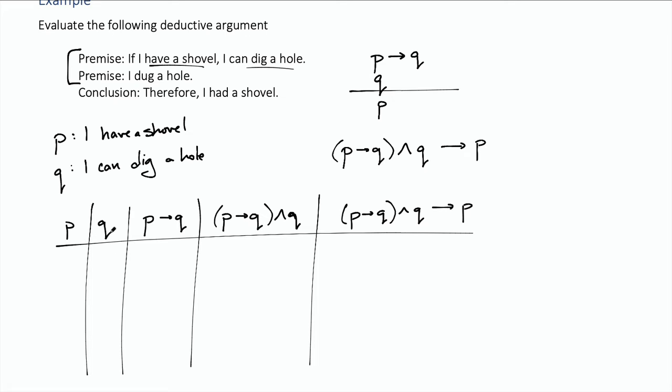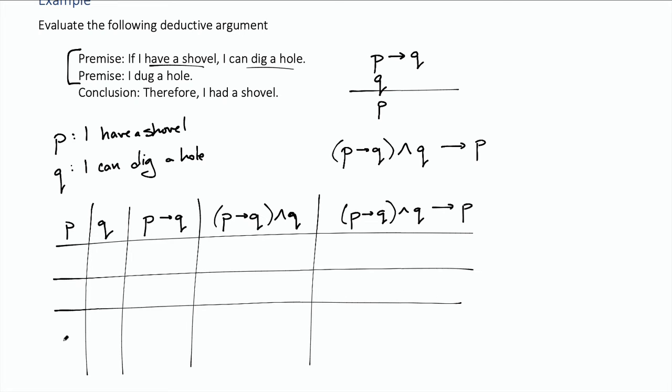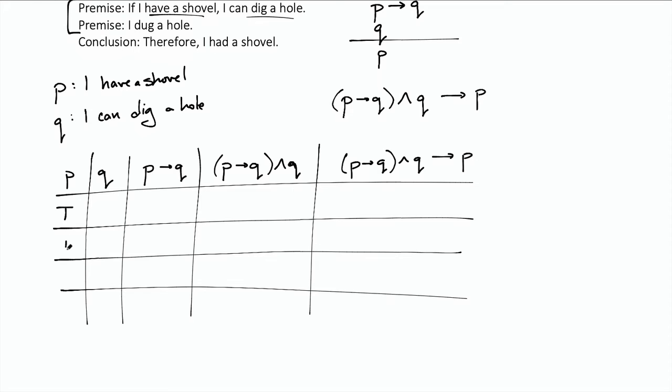Now I've got two statements here. So 2 to the 2 is 4. So I'll have 4 rows in my truth table. Half true, half false. Then cut that down, and half of each true, half is false. Those are our possible combinations of the P and Q.